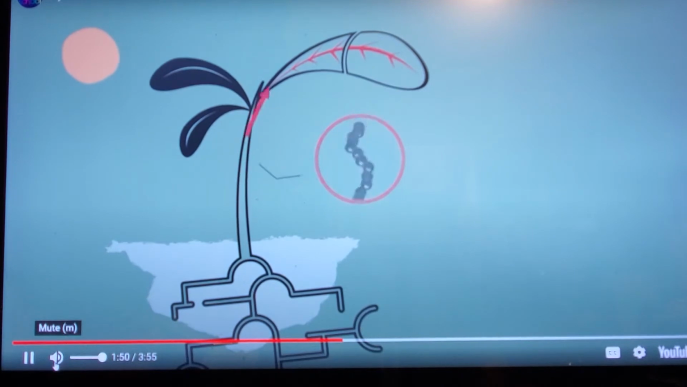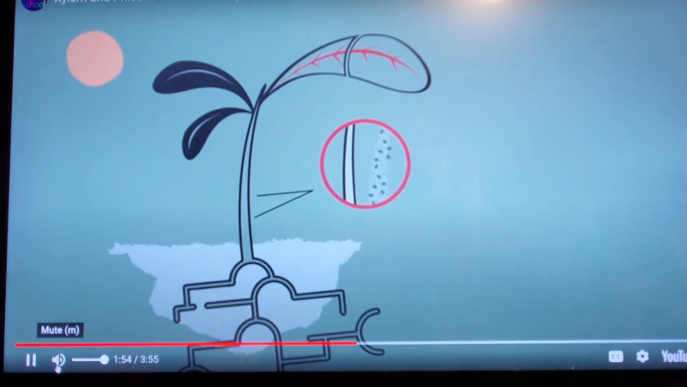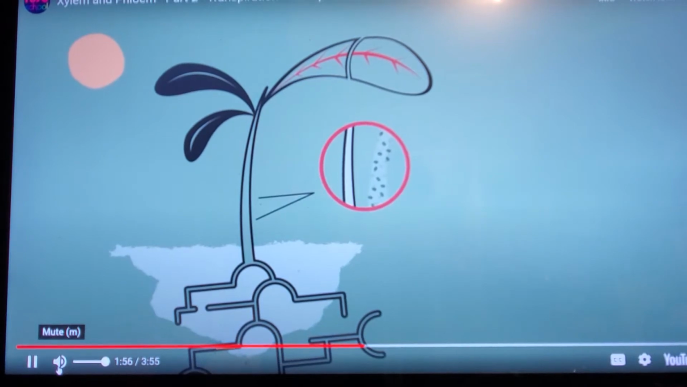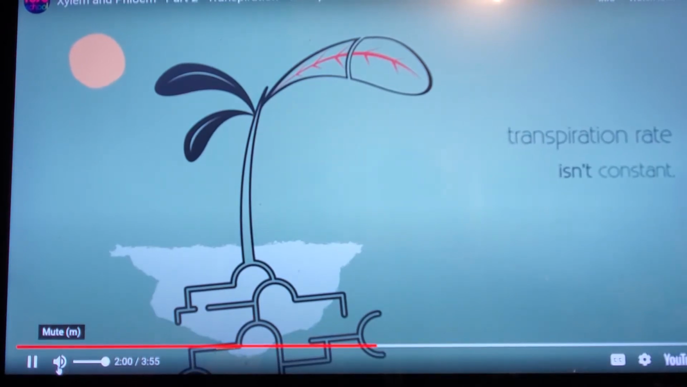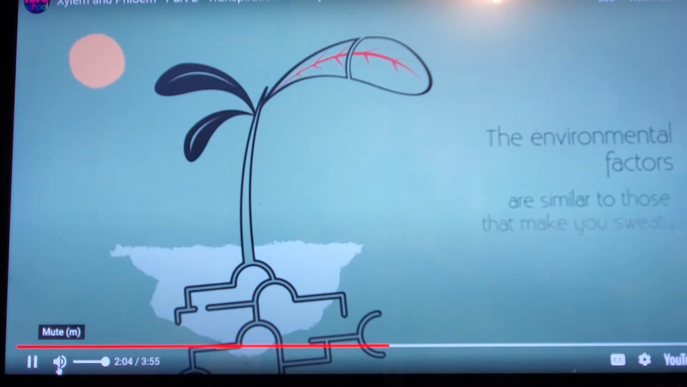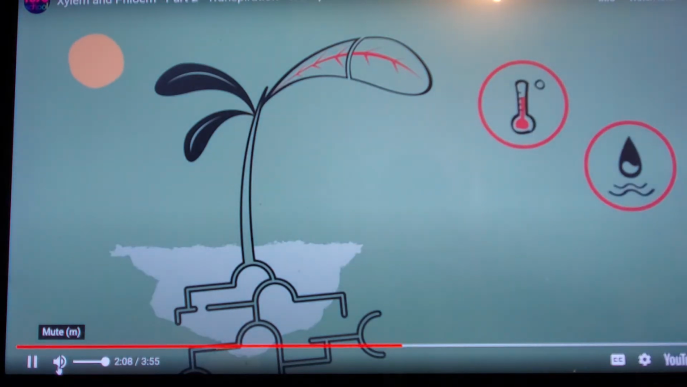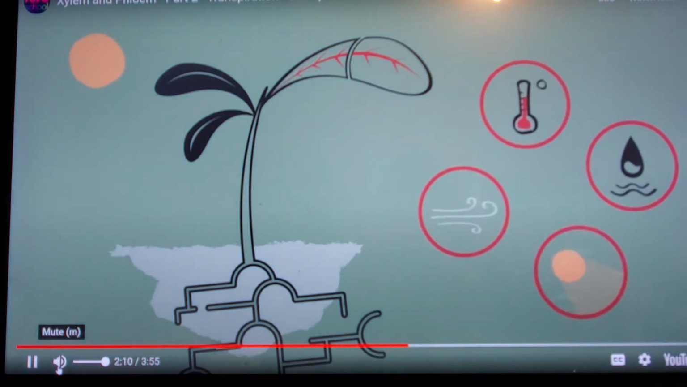But it isn't just about water. The transpiration stream also transports mineral ions that are dissolved in the water from the roots to the leaves. The transpiration rate isn't constant. There are many different factors that affect it. The environmental factors are similar to those that make you sweaty: the temperature, the humidity, but also wind and light intensity.